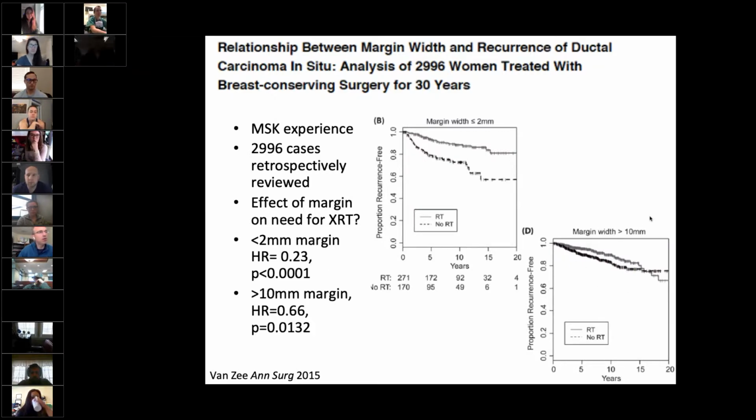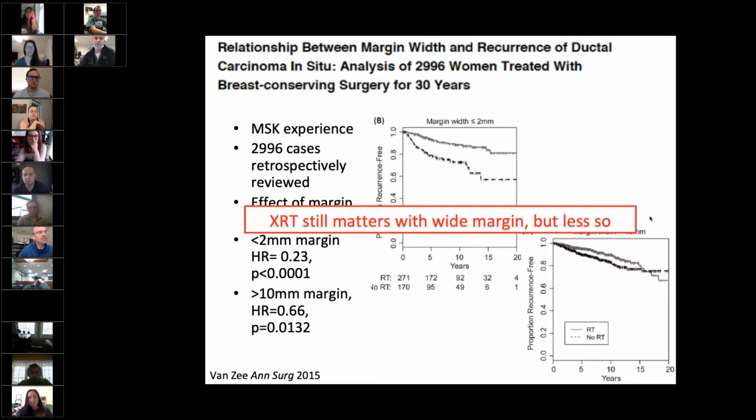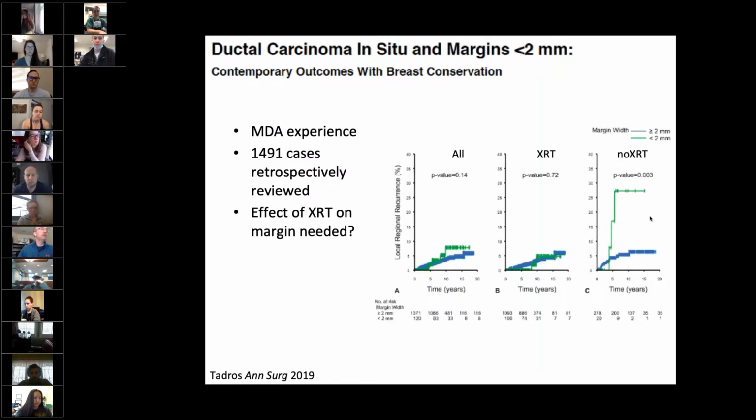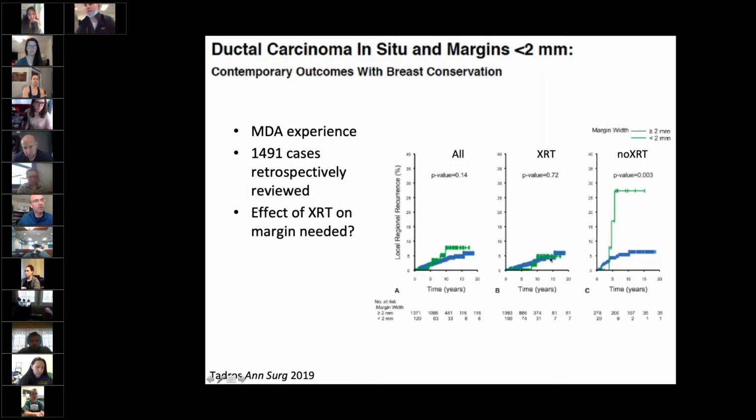All right, so radiation still matters with wide margin, but less so, okay? So it's less important. All right, so this is the MD Anderson paper. Basically, it shows the same thing. So this is all patients who got radiation, patients who didn't get radiation. All patients didn't matter. It was close, but it didn't matter. Radiation patients made no difference at all, whether this is greater than 2 or less than 2 millimeter. So that 2 millimeter margin thing does not seem to matter in patients who get radiation. It does seem to matter in patients who don't get radiation.